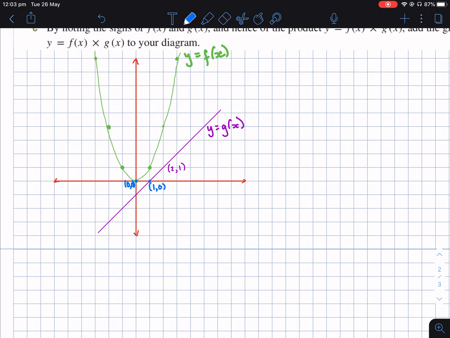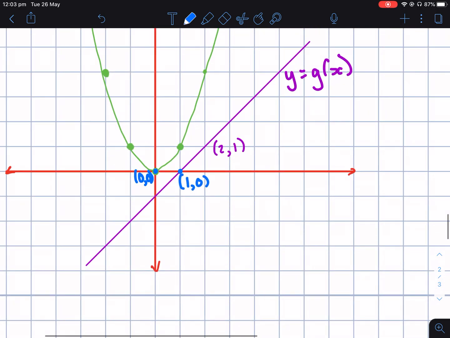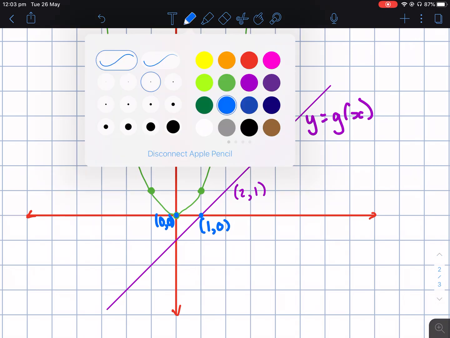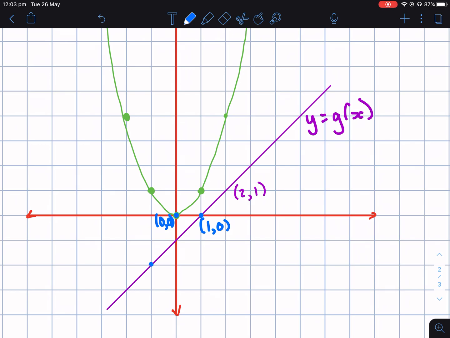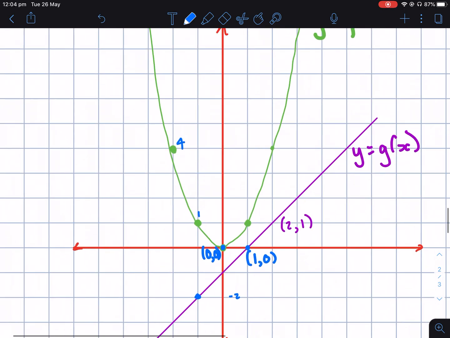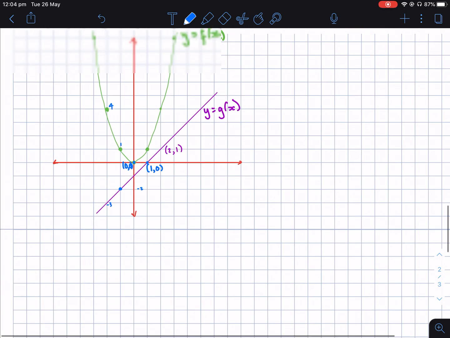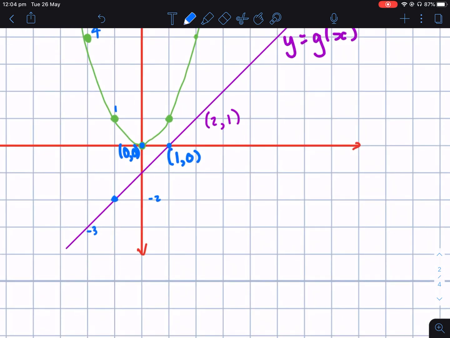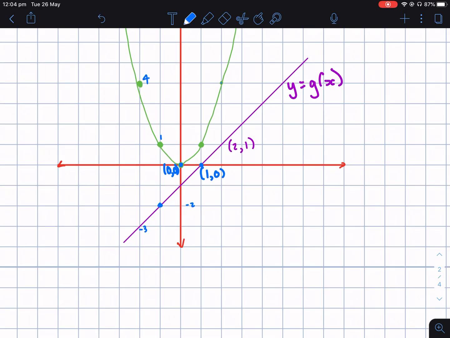But let's actually do the easy bit, which is by multiplying the numbers wherever we can. So for example, when x equals -1, we've got +1 times -2, which is -2. So this was +1 and this was -2. +1 times -2 is -2. X equals -2, we've got +4 times -3. So that goes all the way down really quickly to -12. And we know we're going through 0, 0. 1 times 4 is 4.